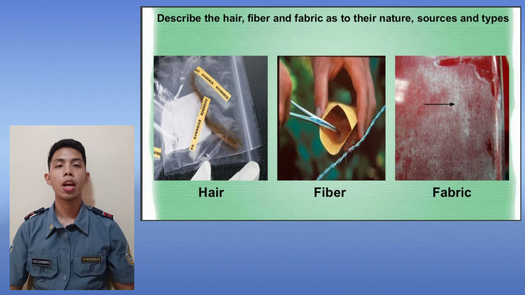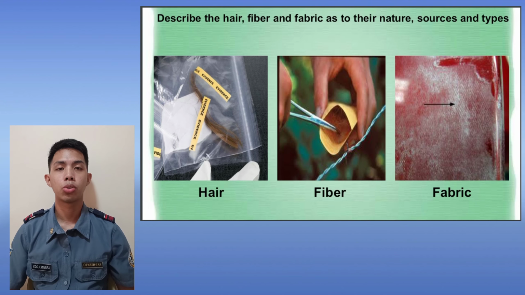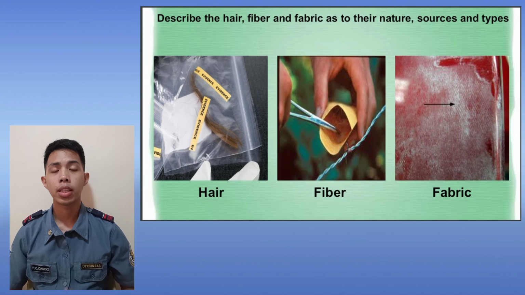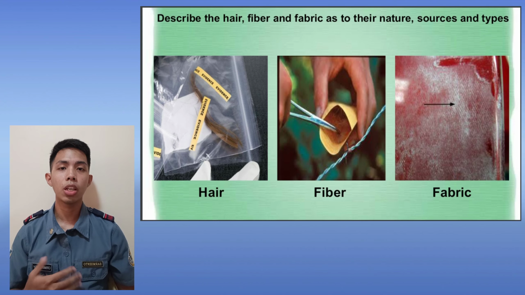Second slide, describe the hair, fiber, and fabric as to the nature, source, and types. Hair is any of the fine thread-like strands growing from the skin of humans, mammals, and some other animals. Hair analysis is the process by which hair is analyzed to find out things about the person it came from. Generally, the more hair that is available for analysis, the better the result will be.